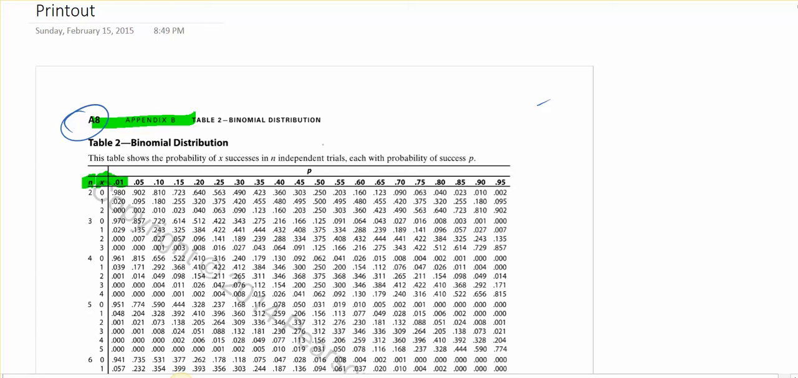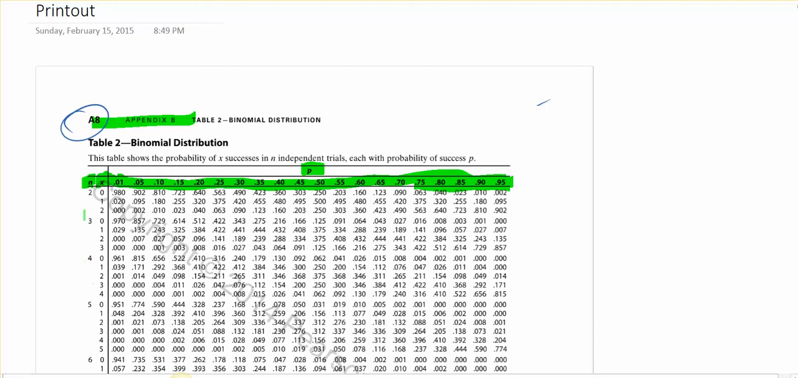Across the top of the document or table, you can see that we're listing all the different possible probabilities. So this table does have some limits to it, because if you wanted to look at the probability of 78%, for example, you could use 80% to guesstimate it, but 78% is not on our table.